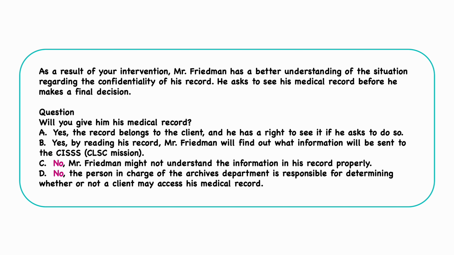Example 1. Access to medical records. Question: a patient requests access to their medical records. What should the nurse do? Step 1. Identify incorrect answers. Any response that agrees with the request is likely wrong. Eliminate options A and B, which say yes. Step 2. Choose the appropriate no response. Correct answer: letter D. No. The person in charge of the archives department is responsible for determining whether or not a client may access their medical record.